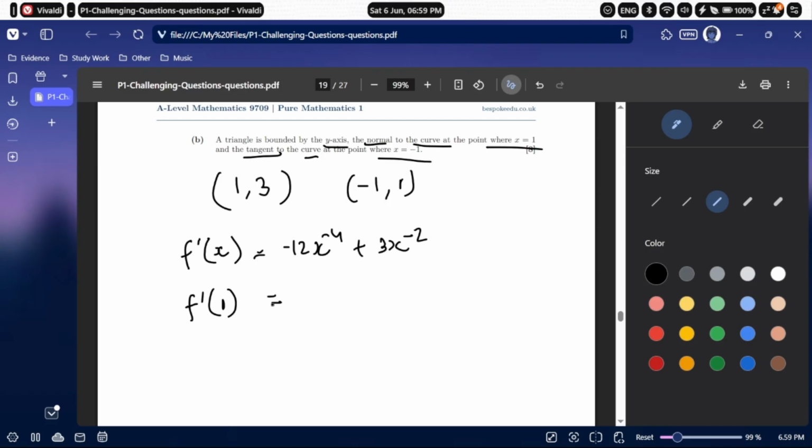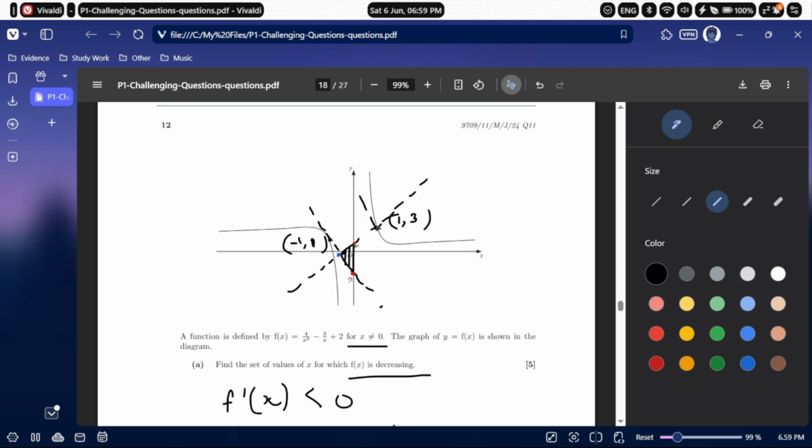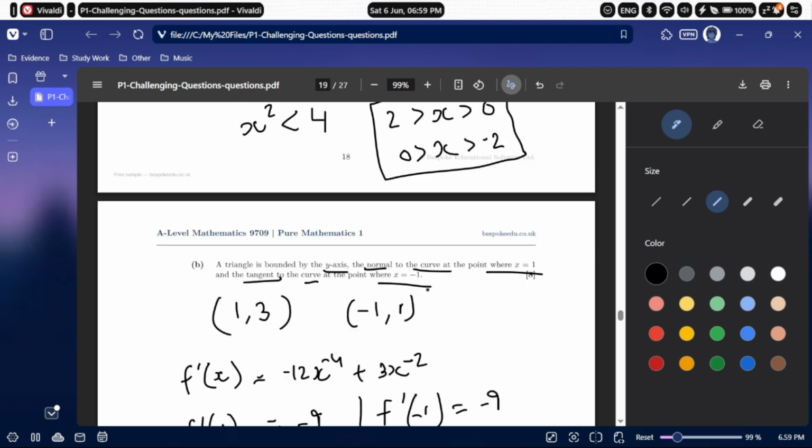So annoying. Okay. So wait, wrong language. Okay. So f prime of 1 is minus 9, and then if you do f prime of minus 1, that ends up giving you minus 9 again, which makes sense if you think about it. Like the two gradients over here must match. So that tells you you're correct so far.